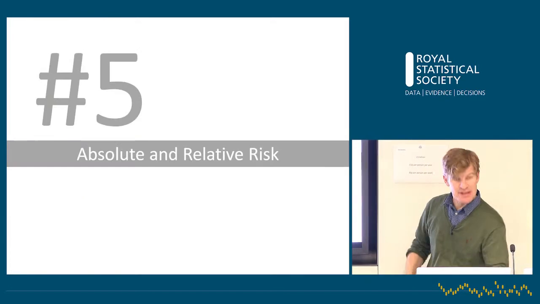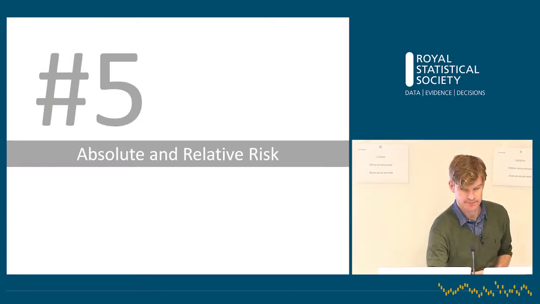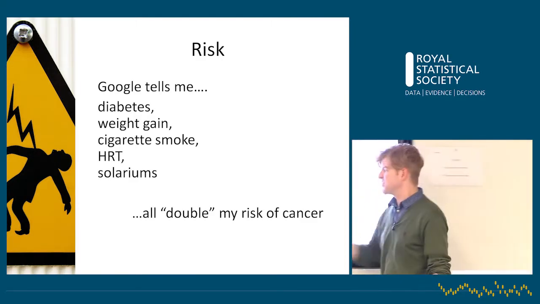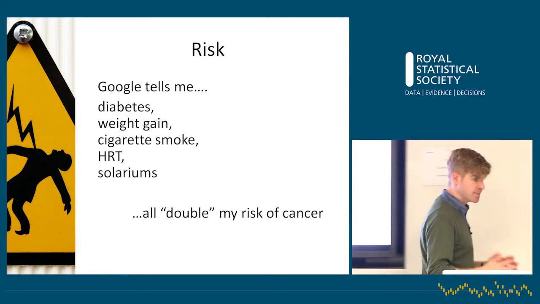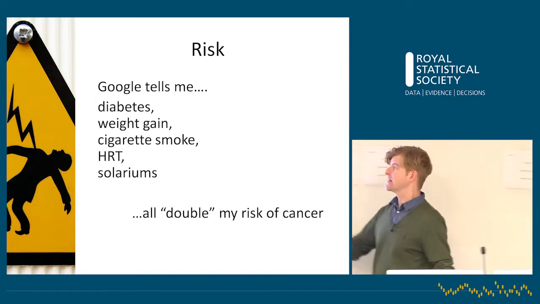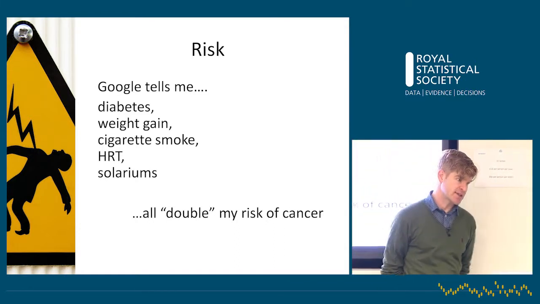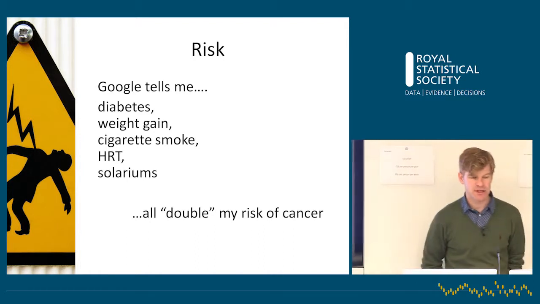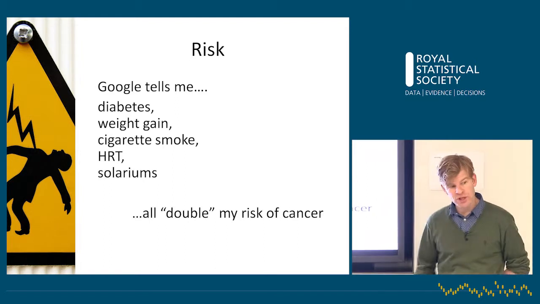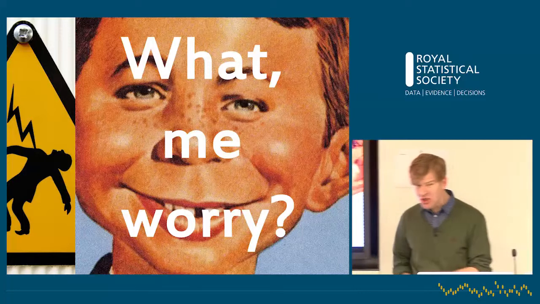Now I'm going to talk about absolute and relative risk. So if I were to Google stuff that doubles my risk of cancer, the search engine may tell me, in fact it did, that diabetes can double my risk of cancer, weight gain, smoking cigarettes, hormone replacement therapy, solariums, which is why I'm so pale, etc., can all double my risk of cancer. Seems pretty bad. Should I worry?